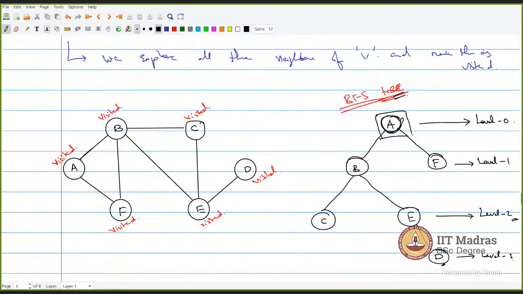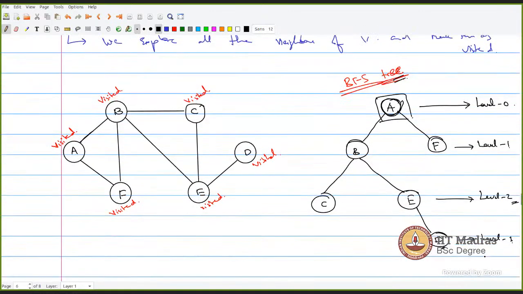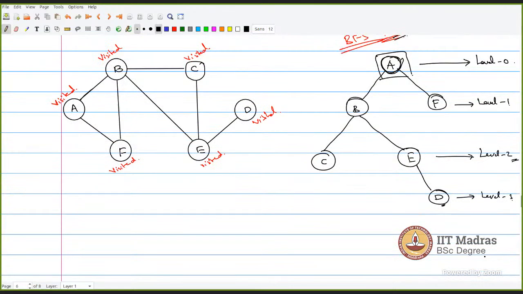Is there any rule to choose the level 0 vertex, or can we choose any vertex at random? See, in most cases we will give you the root vertex. You start exploring the graph from vertex A, or from vertex C, or from vertex B. Because if we take D as the root vertex, then the scenario will be completely different.